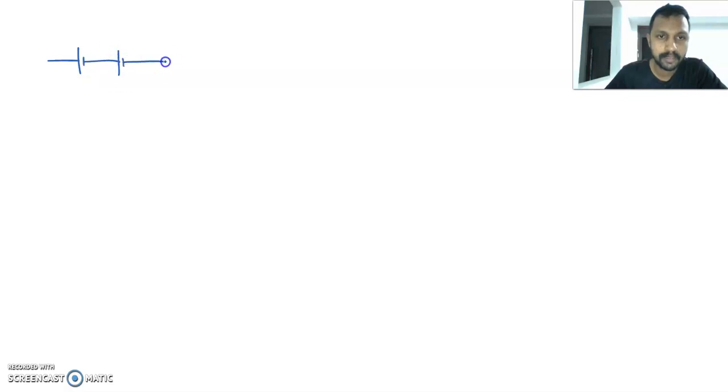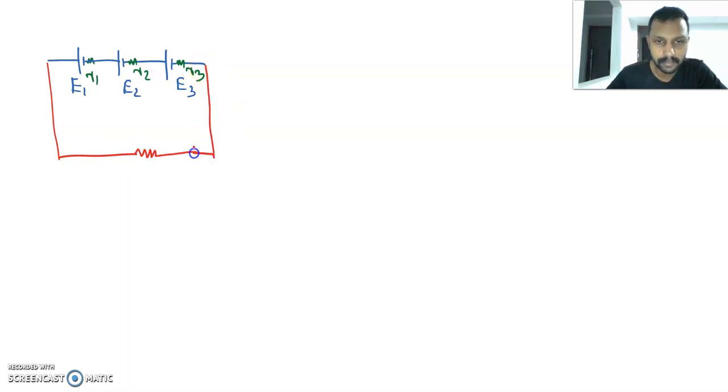We are having three cells which are of EMF E1, E2 and E3. The internal resistance of each cell, let's say, is R1, R2 and R3. In this circuit, you could understand that they are connected in series, and assume that they are connected to an external resistance like this.